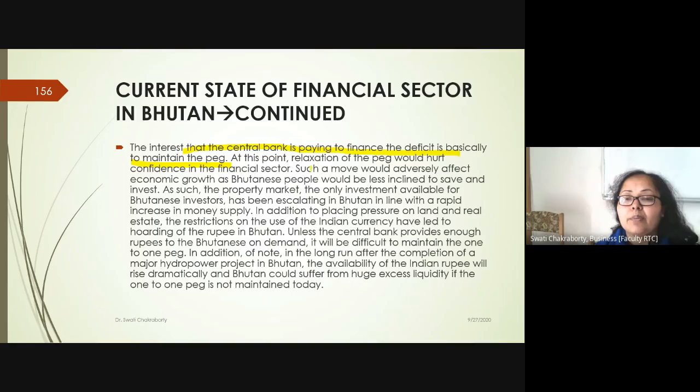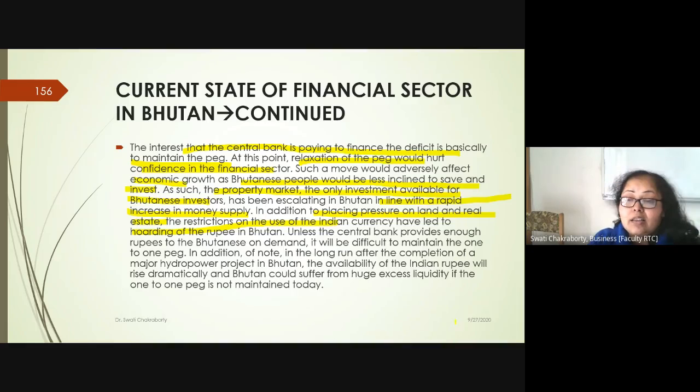So at this point, what happens? Relaxation of the peg would hurt confidence in the financial sector, which would have an adverse effect on the economic growth of the country. Why? Because most Bhutanese people would be less inclined to save and invest, and as such, the property market, which is the only investment available for Bhutanese investors, has been increasing in line with the rapid increase in money supply. Also, in addition to placing pressure on land and real estate, restrictions on the Indian currency have led to hoarding of rupee in Bhutan.